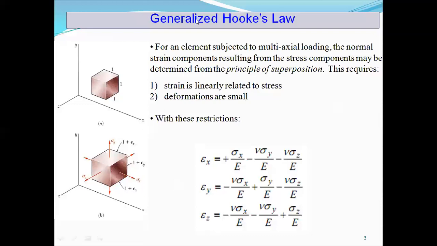And here you see the generalized Hooke's law. In this case, we subject the material to loading in all three directions. So epsilon x is equal to sigma x by E minus mu sigma y by E minus mu sigma z by E, and similarly we would have epsilon y and epsilon z. So these three equations are the Hooke's law for generalized loading, when we have loading on the material in all three directions.